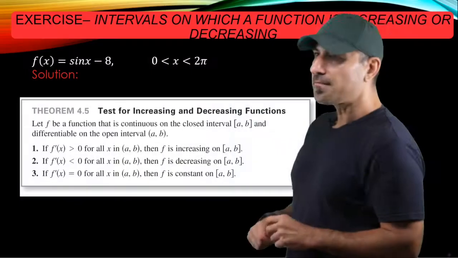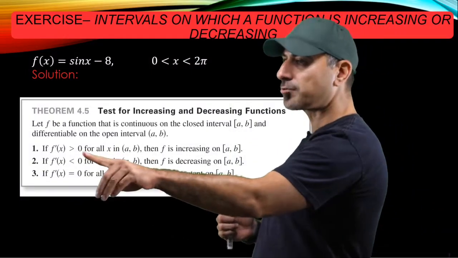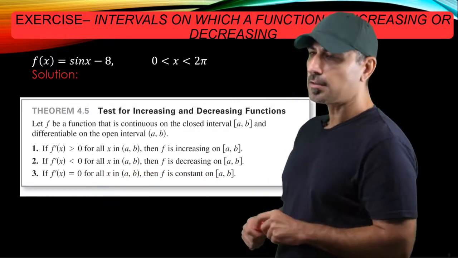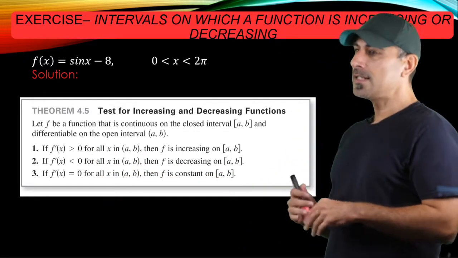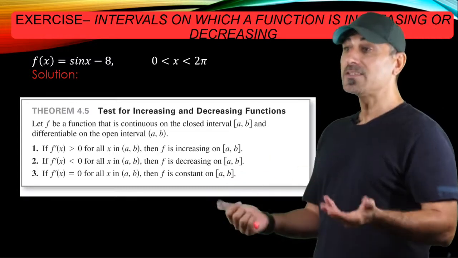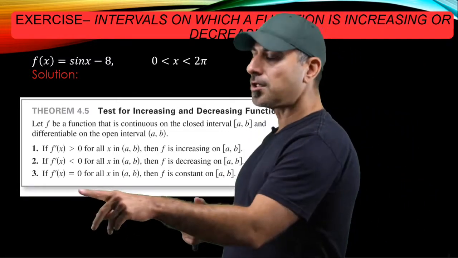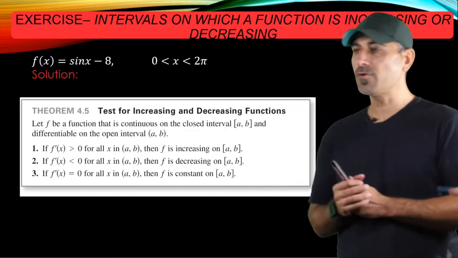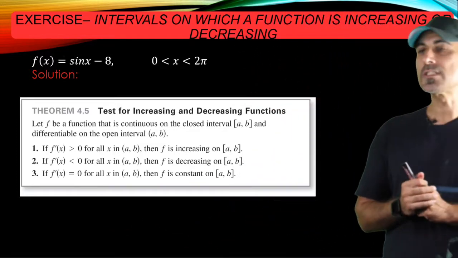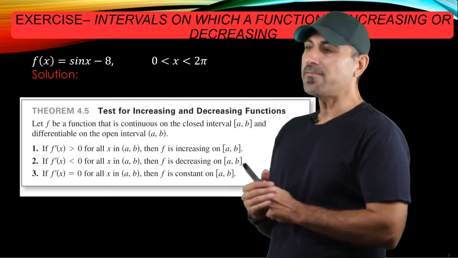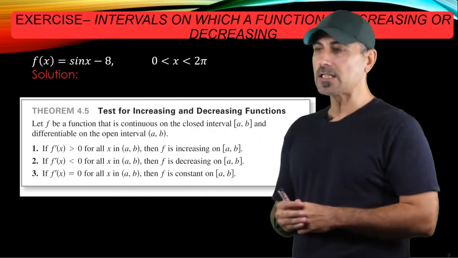If f prime turns out to be strictly negative on the open interval a and b, then the conclusion here is that f is decreasing on the interval a and b. And if f prime is 0 for all x in the open interval a and b, then the conclusion here is that f is constant on the closed interval a and b.